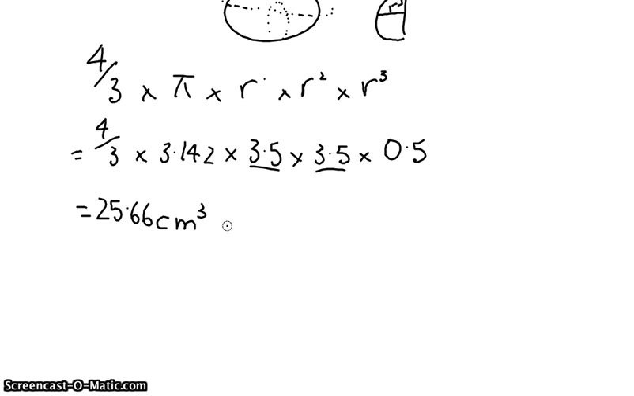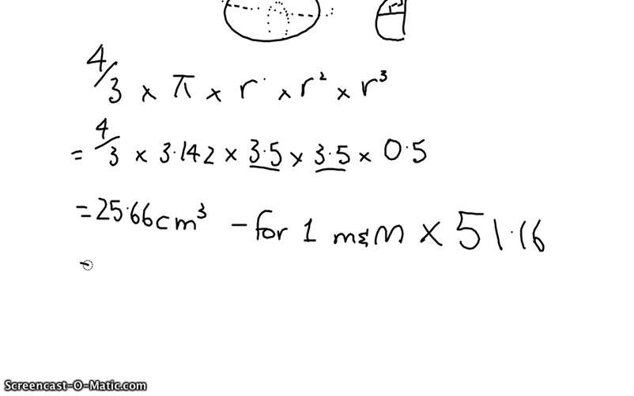So this is for one M&M. Yeah. And then I times it by 51. Yes, which was our average. And that equaled 1,312.7 cubic centimetres.